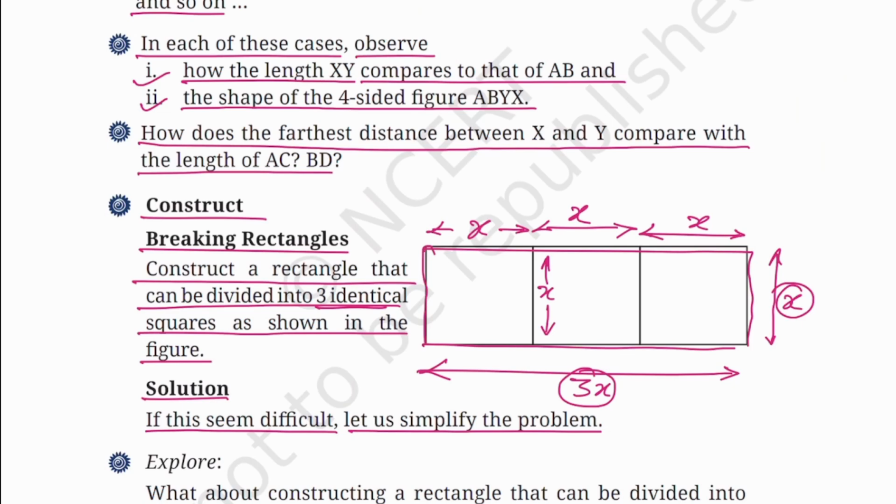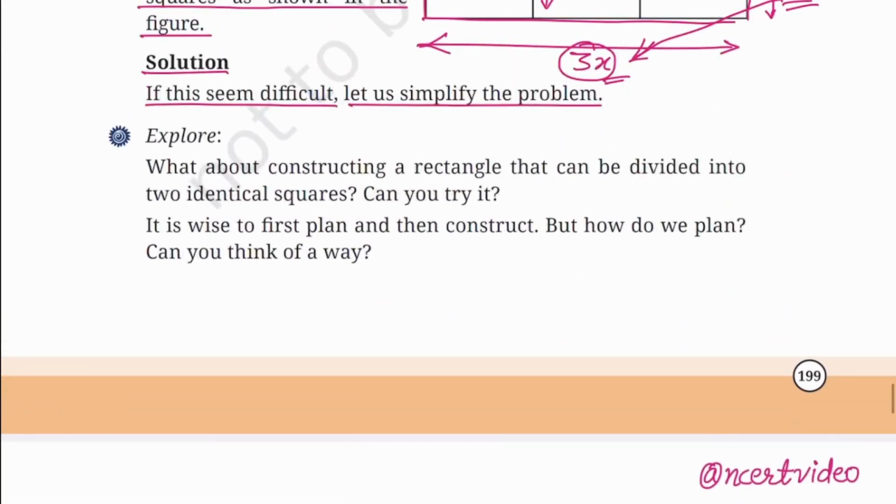You can see it here. The length should be triple of the width. Explore. What about constructing a rectangle that can be divided into two identical squares? Can you try it?